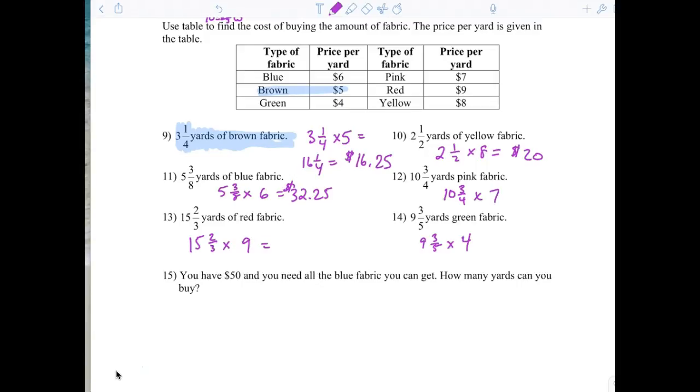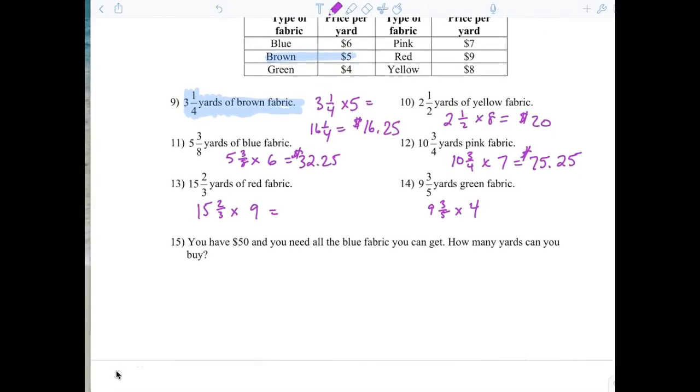Go ahead, Julie. Which is? 75.25. Perfect. All right. Avery, why don't you tell me about number 13? It's the same process, right? Which is 141. Does everybody else agree? Yes. All right, Abby, what about 14?